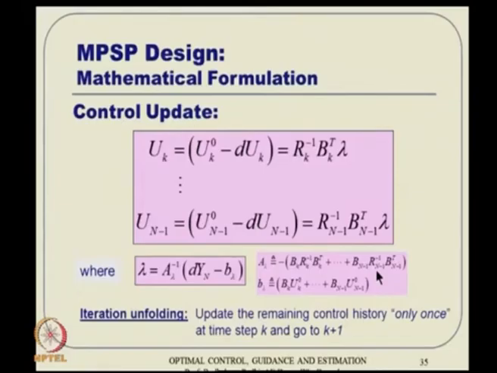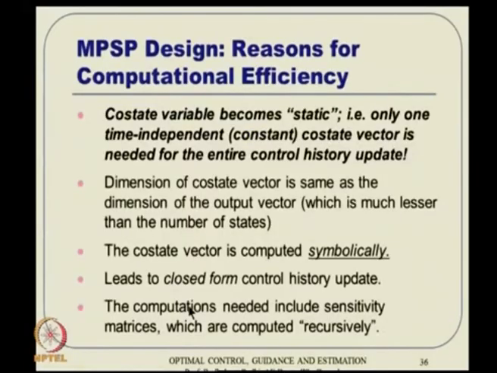Also, if somebody wants a finite number of iterations at any grid point, then this idea of iteration unfolding can be exploited there. Alright, so there are reasons for this computational efficiency, and I have told many of them. The costate variable becomes static, and that is the major point.